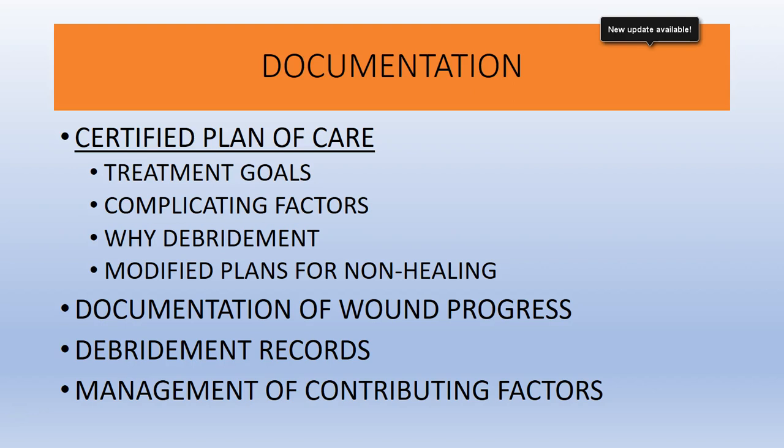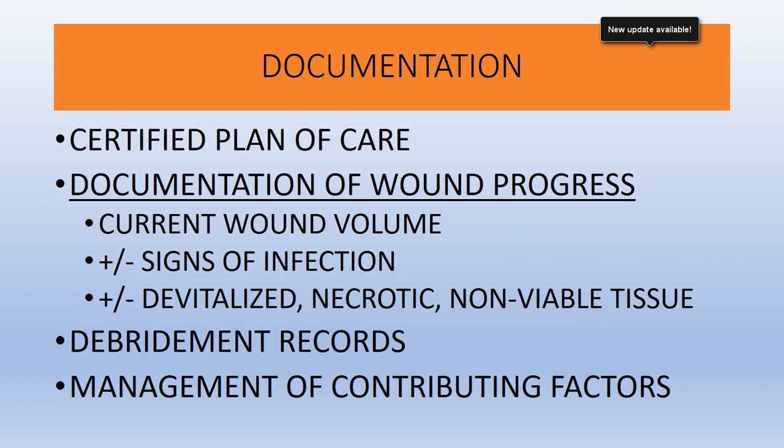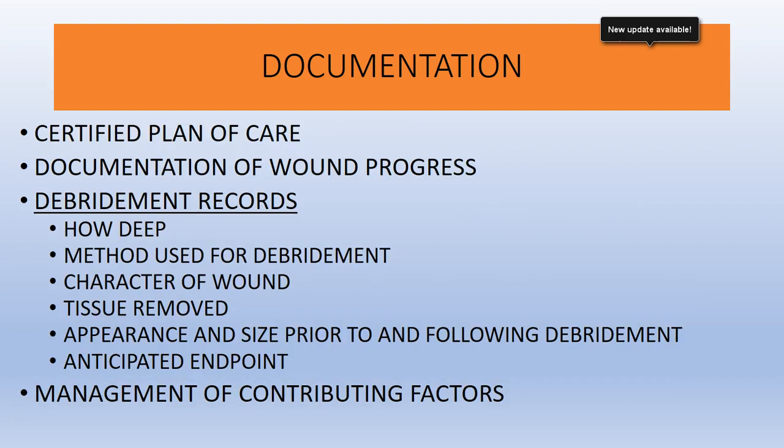And your certified plan of care should include recognition of patients who are not progressing well and looking at complicating factors, trying to assess why the patient is not responding and what your plans are to modify your treatment of that patient for that ulceration. Wound progress includes the wound volume, the presence or absence of any signs of infection, and whether there's devitalized, necrotic, or non-viable tissue. Debridement records are important. We frequently rely on debridement in an effort to help resolve wounds.